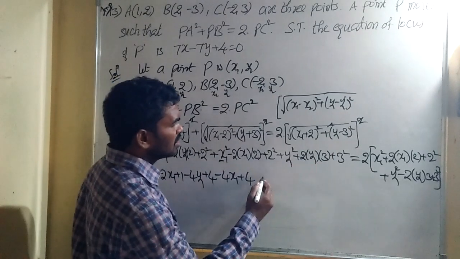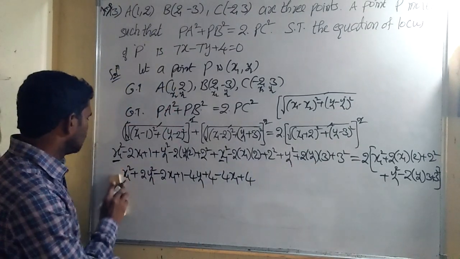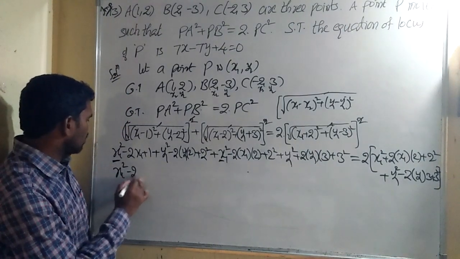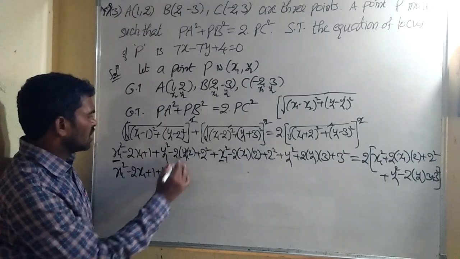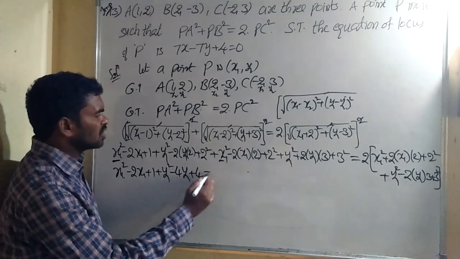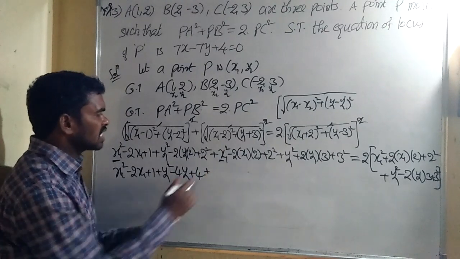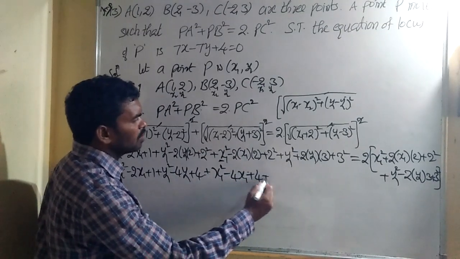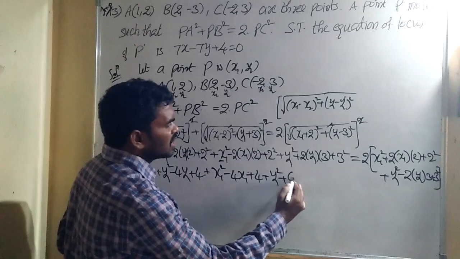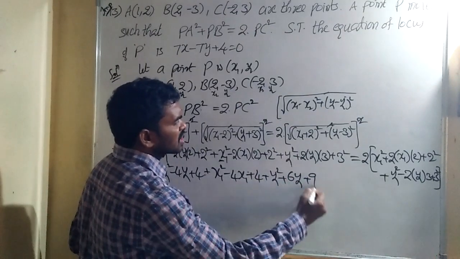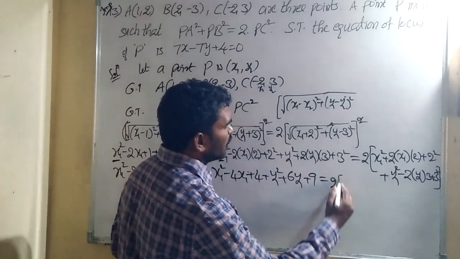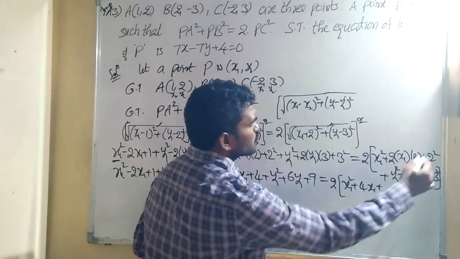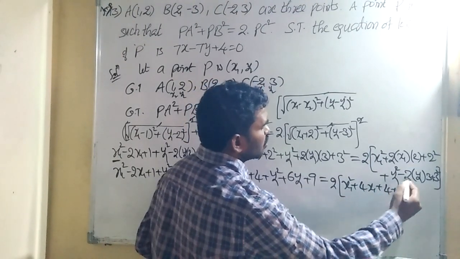Next 2 3 ja, sorry for inconvenience, writing directly: x1 square minus 2x1 plus 1 plus y1 square, 2 2 ja 4 y1 plus 2 square means 4, plus x1 square, 2 2 ja 4 x1 plus 2 square means 4, plus y1 square, 2 3 ja 6 y1, 3 square means 9, is equal. 2 into simplification, x1 square 2 into 2 4 x1 plus 2 square means 4, plus y1 square 2 into 3 6 y1 plus 3 square means 9.